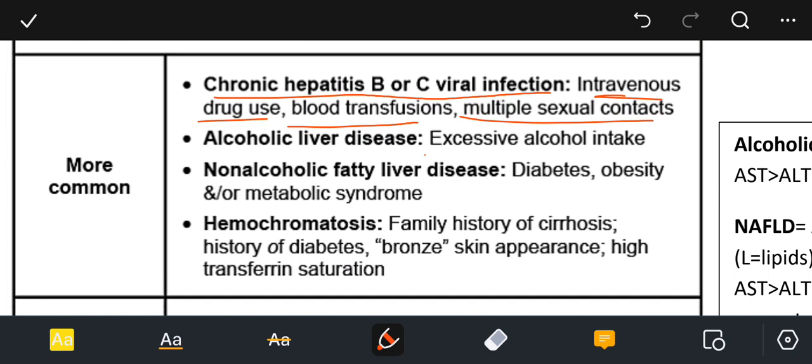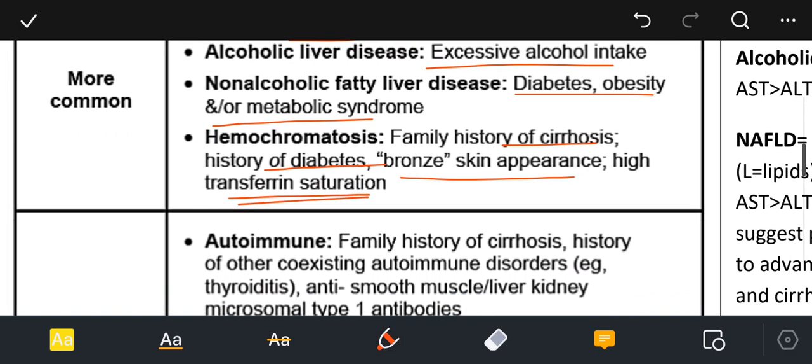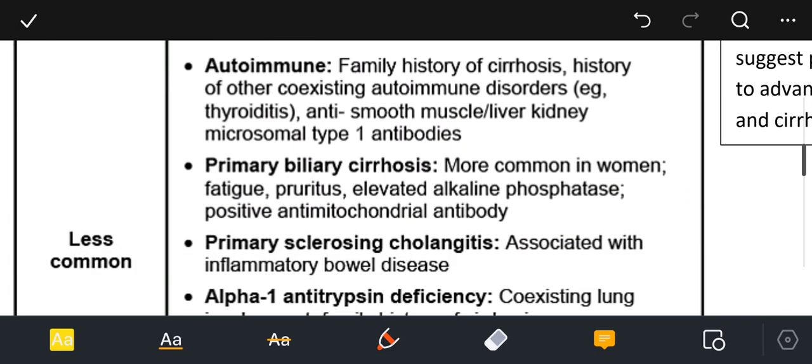Alcoholic liver disease, excessive alcohol intake. Non-alcoholic fatty liver disease, diabetes, obesity or metabolic syndrome. Hemochromatosis, family history of cirrhosis, history of diabetes, bronze skin appearance and high transferrin saturation. The next is less common causes. Number 1 is autoimmune, family history of cirrhosis, history of other coexisting autoimmune disorders, for example thyroiditis, anti-smooth muscle, liver kidney microsomal type 1 antibodies.